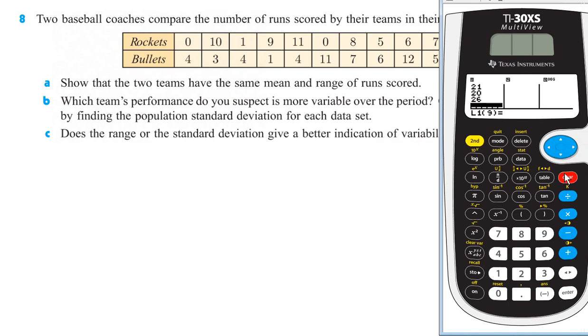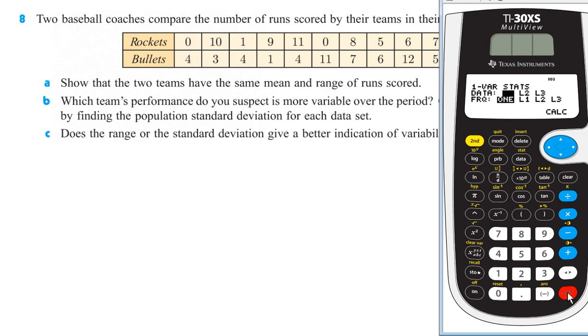So we are back to data, and we only have stuff in list 1, so I'm just going to clear list 1, and I'm going to put all the data for the Rockets into list 1 and the Bullets into list 2. Okay? So here's all the data put into the scientific calculator under the data piece here. Show the 2 teams have the same mean and range of runs scored. So second data, 1 variable stats.